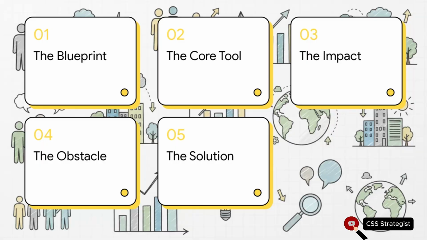So here's our game plan for this explainer. We'll start with the blueprint itself. What is population planning? Then we'll look at its main tool, which is family planning. After that, we'll check out the impact, figure out the biggest obstacles, and finally, talk about the solutions.